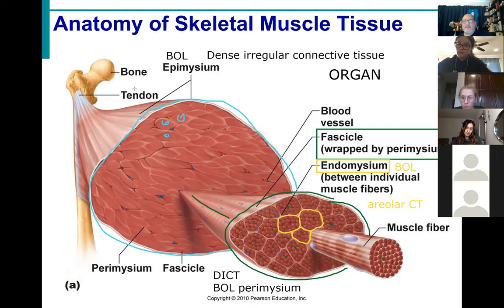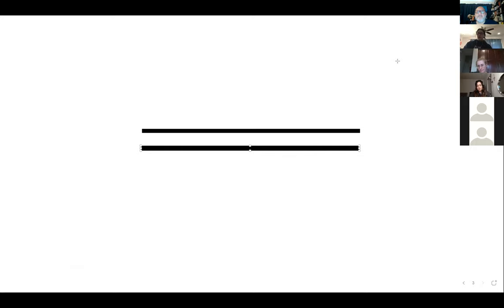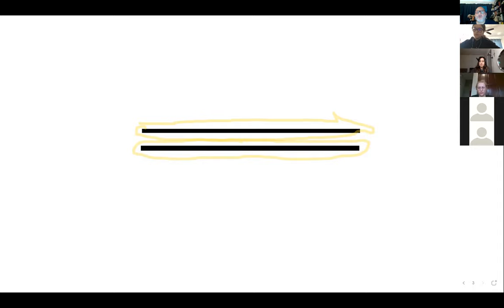Let's think of this a different way. Let's go to the whiteboard for this. We have individual muscle cells. And individual muscle cells have a connective tissue that wraps around them, insulating them and isolating them. What type of tissue wraps around each individual muscle cell? Endomysium. But what kind of tissue type? Areolar. Exactly. So the tissue type is the areolar connective tissue. The tissue, based on its location, you guys are correct, it's an endomysium.